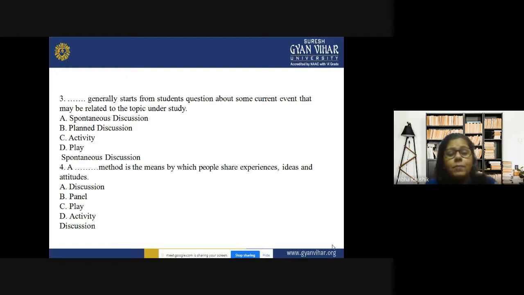And that method is the way by which people share and express ideas and attitudes. Now the options are: A, discussion method; B, panel method; C, play method; or D, activity method. So students, these are the options. Now you have to select the correct one on the basis of the given choices, and the correct answer is option A: the discussion method is the means by which people share their experiences, ideas, and attitudes.